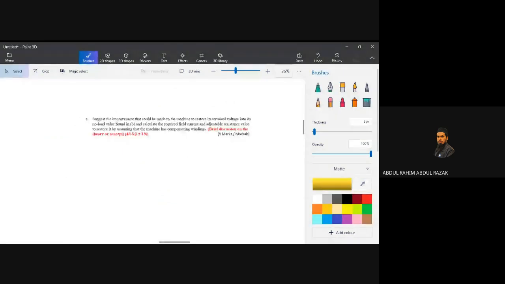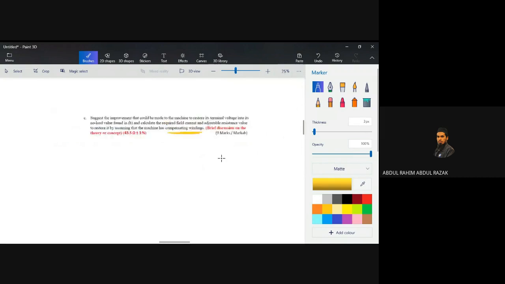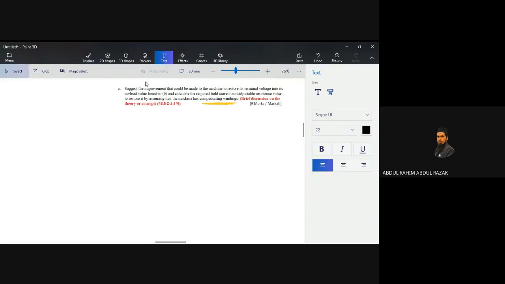So for C, can see here the question stated: suggest improvement that could be made for the machine to restore the terminal voltage into its no load value found in B, and calculate the required field current and adjustable resistance to restore. Assume that it has compensation winding. So here, assume compensation windings are being applied. So how do you want to, or where to start with this question?